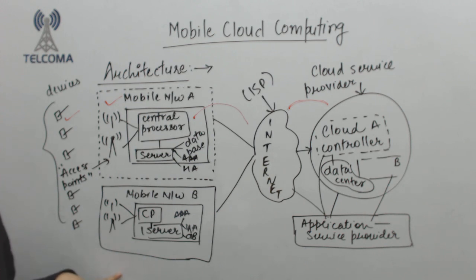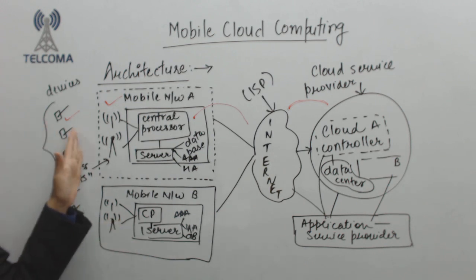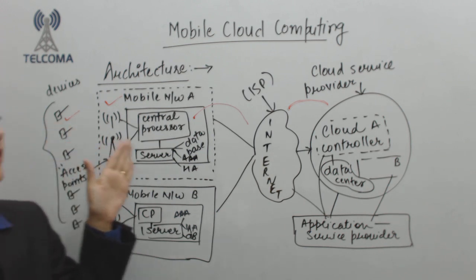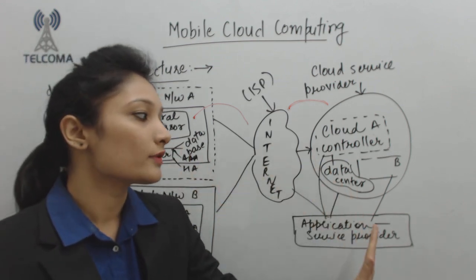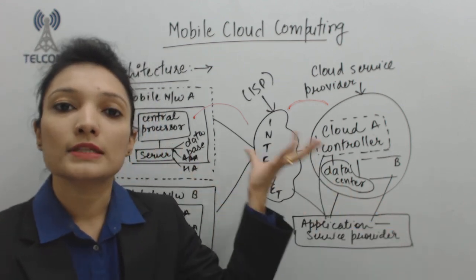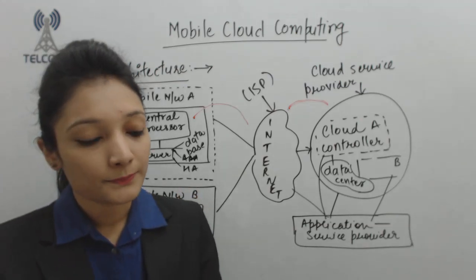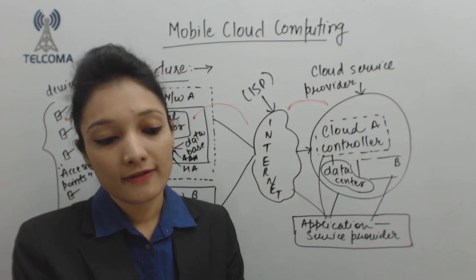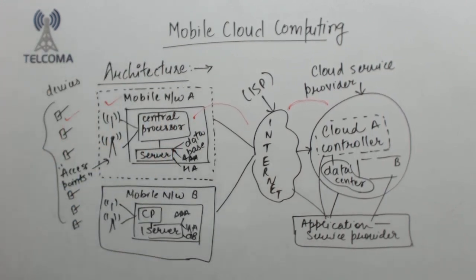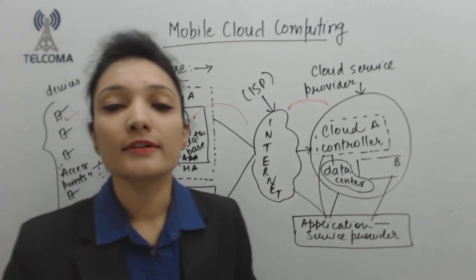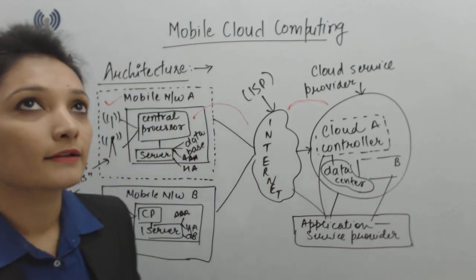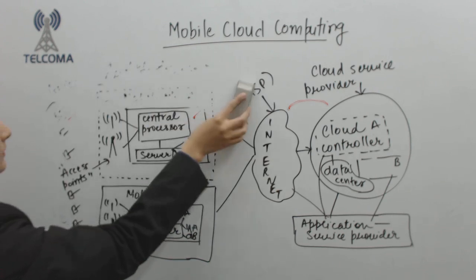So this will be the scenario here, that the requests are forwarded from mobile devices to the network, then through the internet to your cloud service provider, which processes the request and provides these apps or the various services on your devices. Now, after this architectural representation for mobile cloud computing, we have certain advantages and applications of mobile cloud computing here.